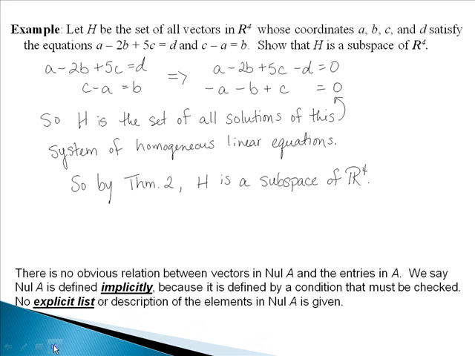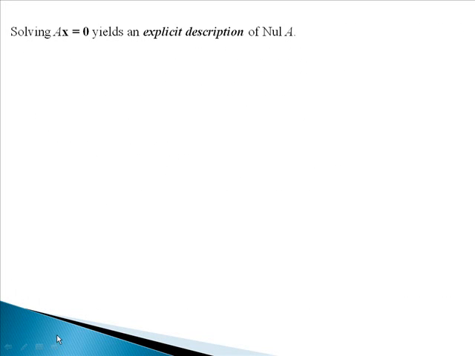There is no obvious relation between vectors in the null space of A and the entries in A. We say the null space of A is defined implicitly because it's defined by a condition that must be checked. We remember in the first example we had to multiply our matrix A by a vector to see if we got the 0 vector. No explicit list or description of the elements in null A is given when we do this. However, solving AX equals 0 yields an explicit description of the null space of A.